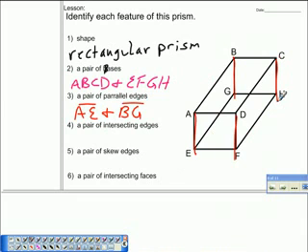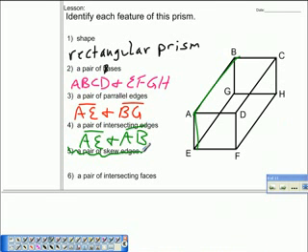How about a pair of intersecting edges? AE and AB? Sure. How do I know they intersect? They're going to have the same letter. That's where the vertex is going to be. Could have gone AE and AD, AE and EF. Yeah, just like the last one, lots of different ones. Skip that. We're not going to do that.